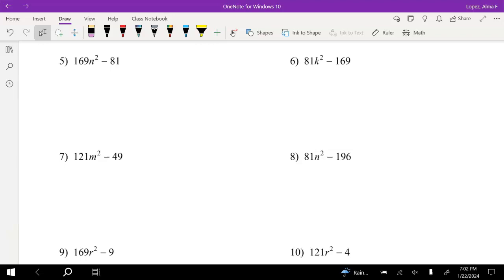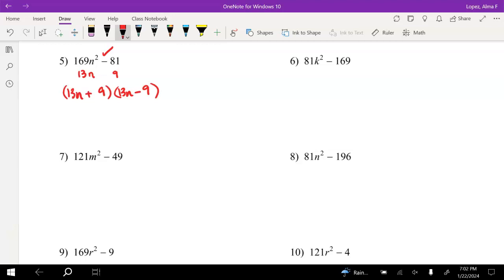169n squared minus 81. Well, we've got the minus. That's the one important part. If it were a plus, you can't factor it as a difference of squares. Now, what's being squared in each position? I don't have this one written down, but 169, I believe, is a 13 that's being squared. The number being squared here is an n, and the number being squared there is a 9. I'm going to open up my two parentheses. Our first base goes in the first positions. Our second base goes in the second positions with a plus and a minus between them.